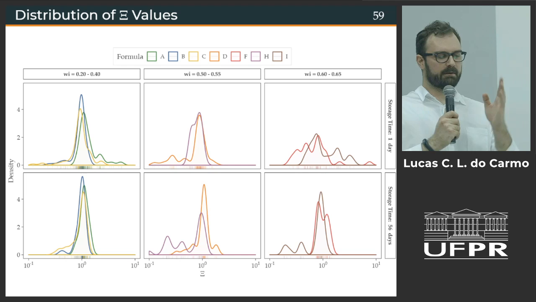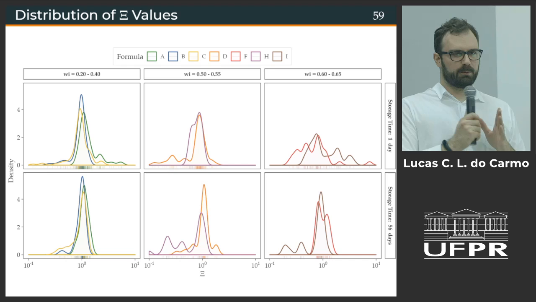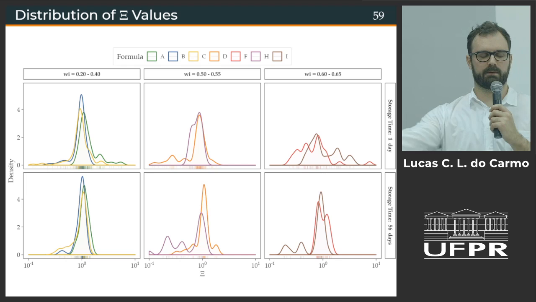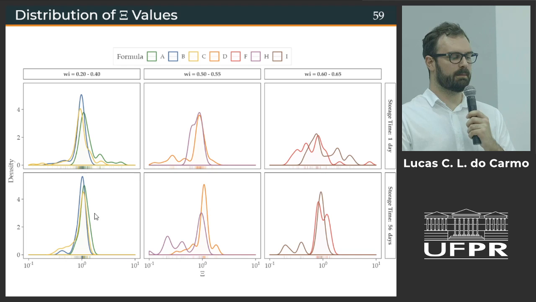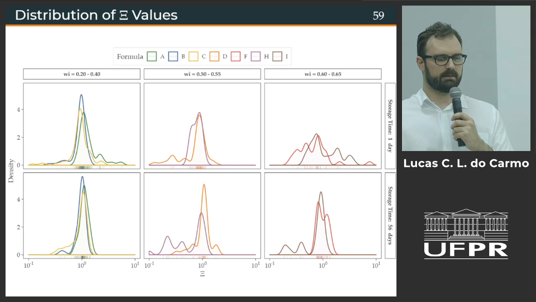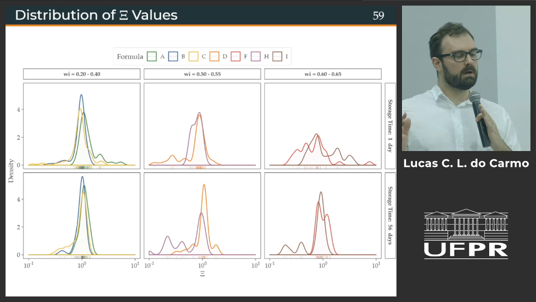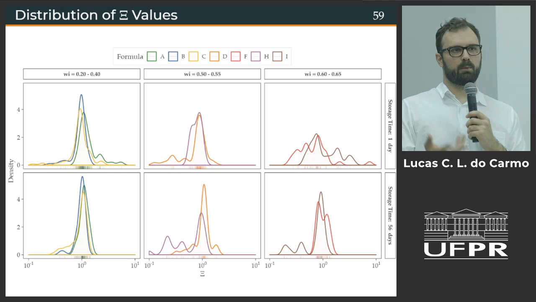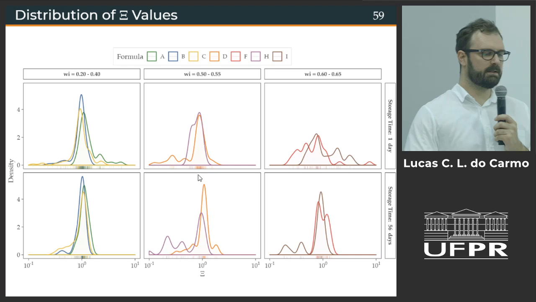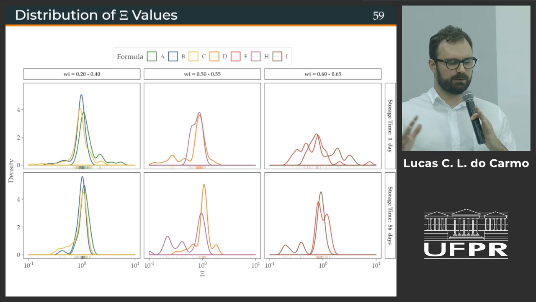So this indicates to us that the distribution is narrow and these values are not very small or very large. And we can see the same profile for both 1 day of storage time and 56 days of storage time. The same is not true for formulas with a higher oil content. D and H are here in the middle. We see a wider distribution overall with some outliers, which indicates that these formulations are suffering more changes as temperature cycles go on. And here for F and H on the rightmost panel, we see also that the distribution is much larger and we have more outliers.